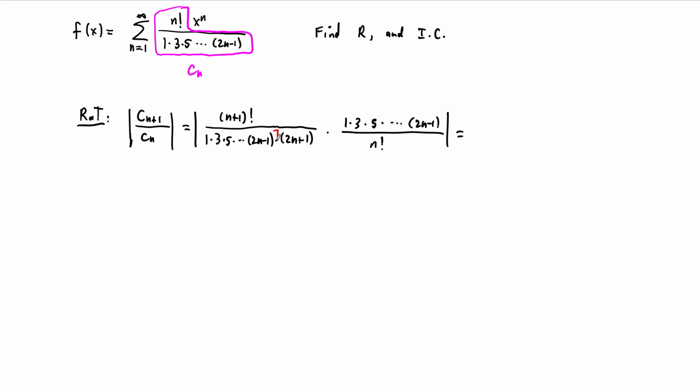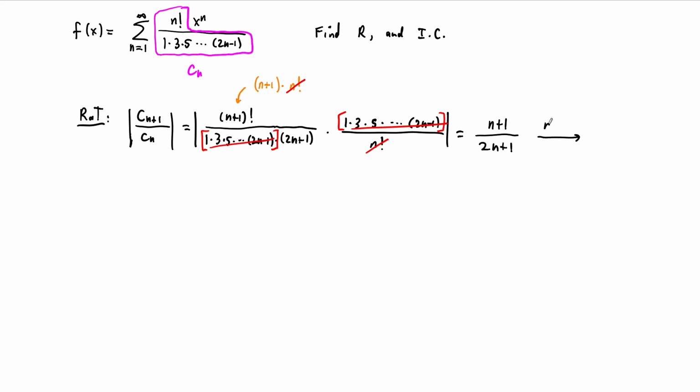Right away we can see that we can cancel some stuff here. This product 1 times 3 times 5 up to 2n minus 1 shows up in the numerator and denominator both, and of course in a limit we're allowed to cancel stuff. So that's gone. The other thing we can notice is that n plus 1 factorial, if we take out the n plus first term, leaves n plus 1 times n factorial. Then this n factorial can cancel that one, and we're just left with n plus 1 in the numerator. After some careful cancellation, we also notice that everything is positive, so we don't need to carry the absolute values with us anymore. This becomes the ratio n plus 1 over 2n plus 1.